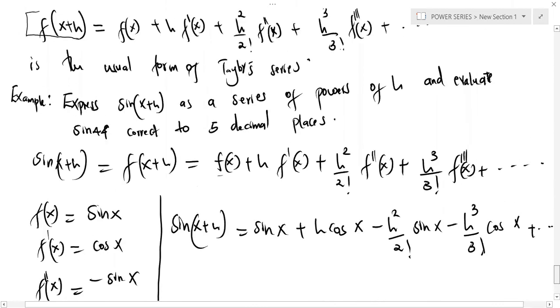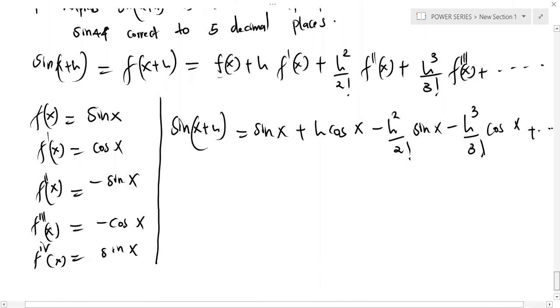Now the next part says, and evaluate sine 44 correct to 5 decimal places. Now, in order for us to get the value of sine 44 degrees, we can express this as sine 45 degrees minus 1. Now, since we already have a plus here, I want to write it like this, plus minus 1 degrees, so that you can clearly see that the minus 1 is the value of the h. So if we want to get the answer to this, this is definitely our x and this is our h.